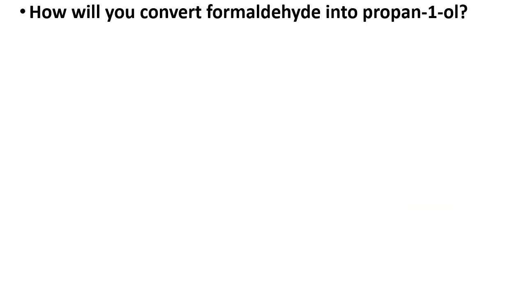How will you convert formaldehyde into propan-1-ol? This is our next question. So basically what you will do again is try to write the structure of formaldehyde first and then write propan-1-ol. Propane has 3 carbons, so you make a 3 carbon chain, right? And on the first carbon you put OH, right? And then you balance the hydrogens, like CH2 and CH2 and CH3. This is our product which we are supposed to prepare from formaldehyde. And what is formaldehyde? It is H, C double bond O, and H.